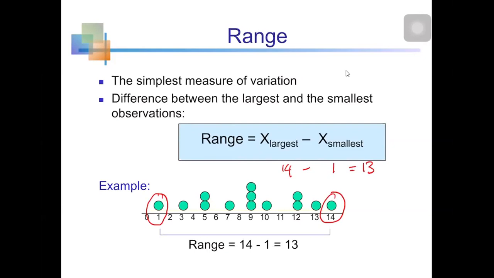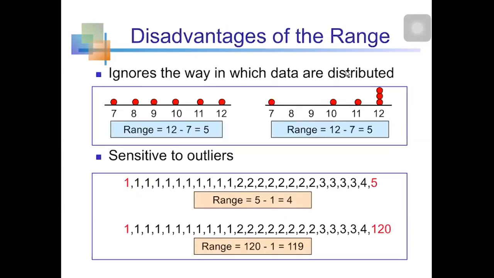So range only indicates two values, the highest value and the lowest value. Disadvantage of range: range ignores the way in which data are distributed, because range only takes the highest value and the lowest value into consideration. The rest of the data range will ignore. That's why range ignores how the data are distributed.